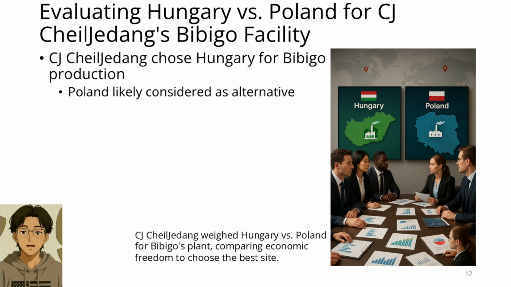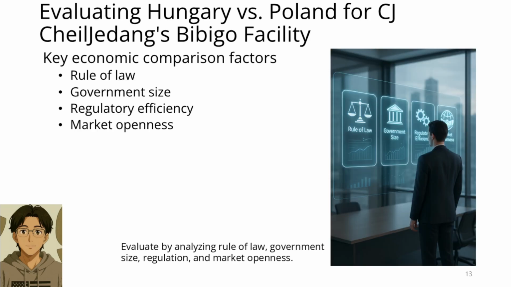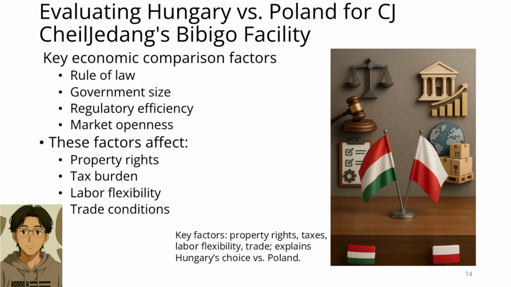Although not officially confirmed, it is highly likely that Poland was also considered as an alternative based on regional proximity and market conditions. To evaluate both countries, CJ Chiljedong considered key factors: rule of law, government size, regulatory efficiency, and market openness. These factors help businesses understand risks and advantages in different locations. Each factor influences important elements like property rights, taxation, labor market flexibility, and trade conditions. This structured comparison helped CJ Chiljedong understand why Hungary ultimately became the preferred choice.